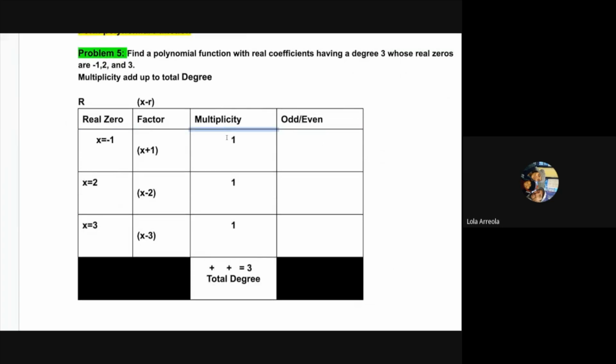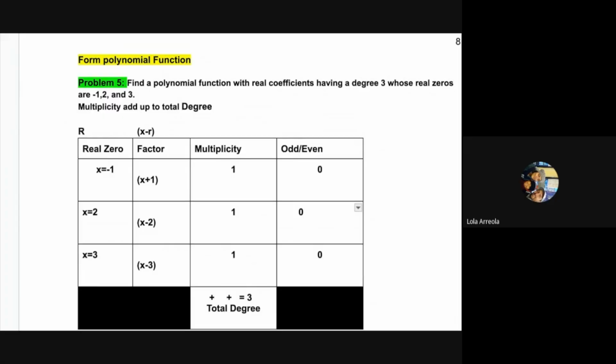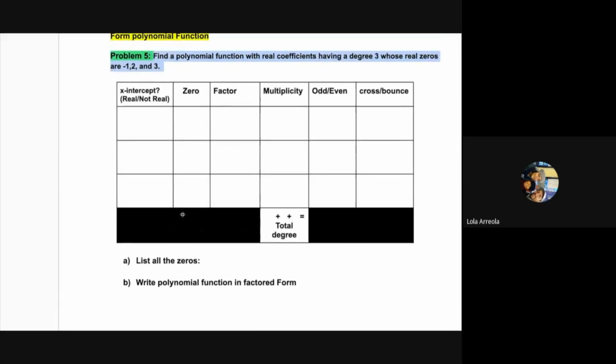Finally, I establish, okay, what's the multiplicity? Okay, the multiplicity is 1. Is that an odd or even number? These are all odd, so I'm going to write O. Okay, 1 is an odd multiplicity. And this helps when we get to the graphing portion, but I don't think this question is requiring us to graph anything. It's just asking us to list the zeros.